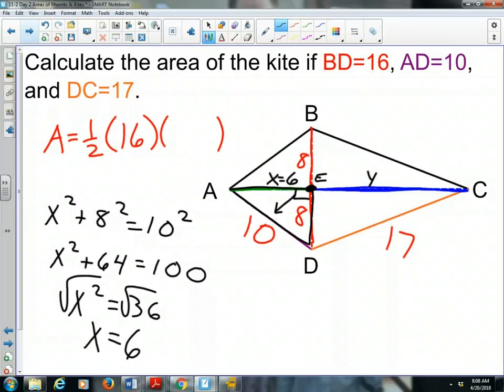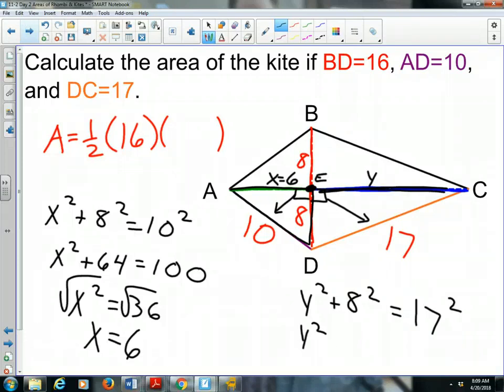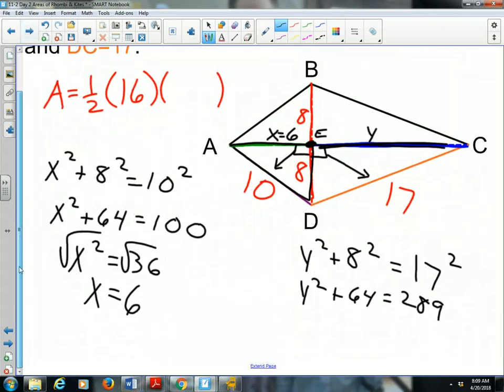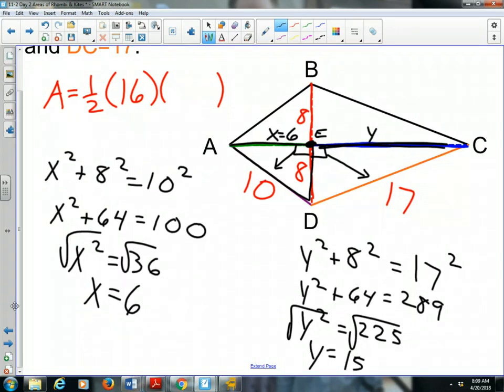Let's find the distance from E to C. Let's find that segment. So here's our 90-degree angle, opposite the 90, 17. You're the hypotenuse. You're going on the right side by yourself. Y squared plus 8 squared. You're going on the left side because I want to find this distance, y. All right, y squared plus 64 equals 289. Subtract 64, so y squared equals 225. Square root both sides, and y equals 15. So segment EC is 15.